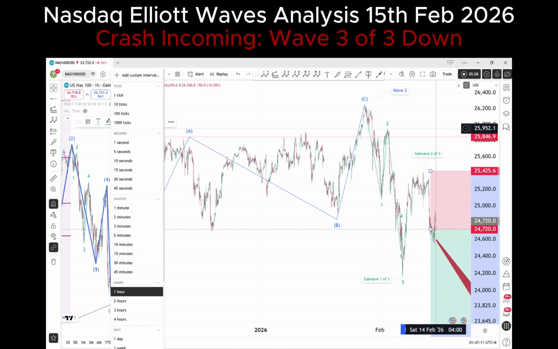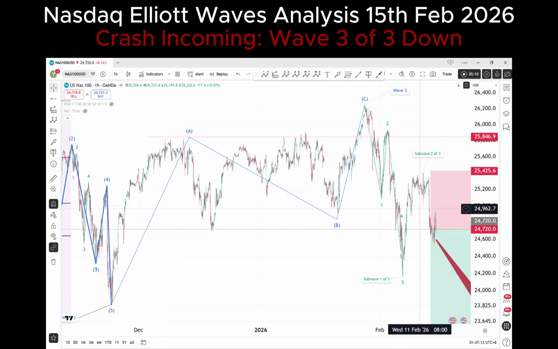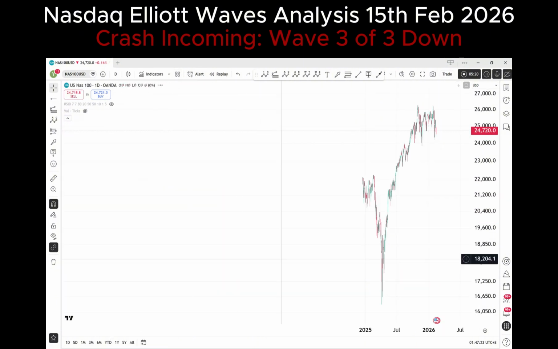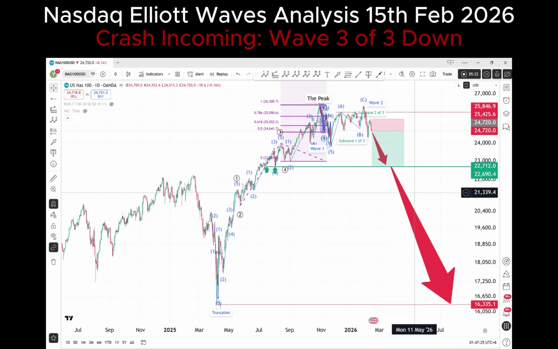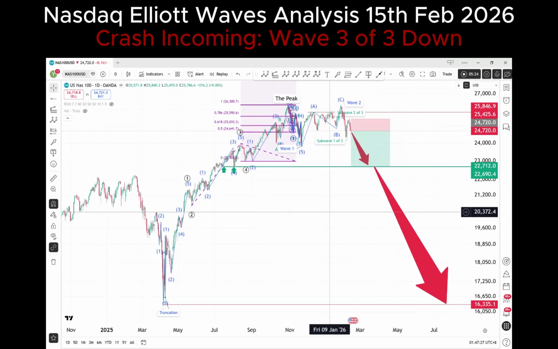But for the more aggressive trader, depending on how the market opens on Monday, you can even place it slightly above here, 34,900 for those more aggressive traders. No matter what, you adjust your risk properly. So this is the big picture for Nasdaq.